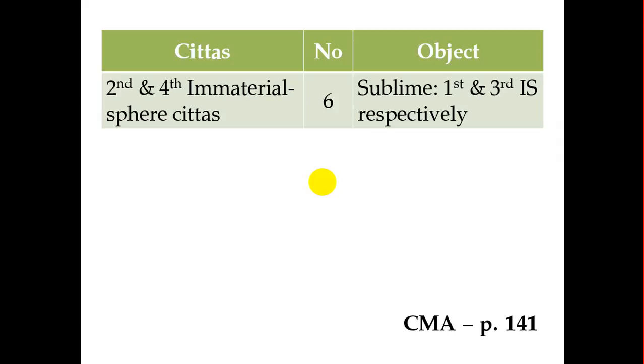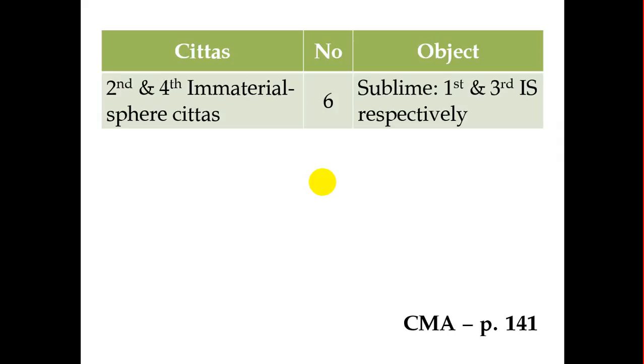Then, taking the first immaterial jhana as the object, he attains the second one. The second one is called infinite space, right? Consciousness, viññāna. Akasa means the consciousness of infinite space, the consciousness of infinite consciousness. So therefore, the second immaterial jhana cittas take the object of the first immaterial jhana.